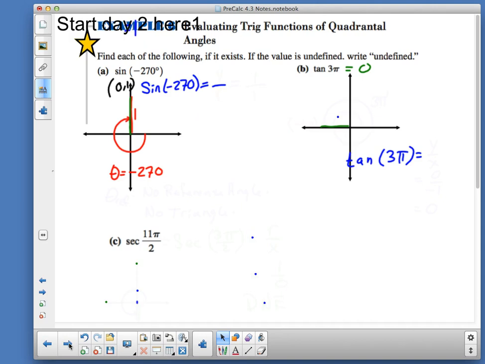I'm looking at the sine of negative 270. For each of the following, if the value is undefined, write undefined. So we're going to find the value of sine of negative 270. It's your turn again. You're finding a reference triangle. Go ahead and find a reference triangle. Oh gosh, it's 270, it's 30, right?